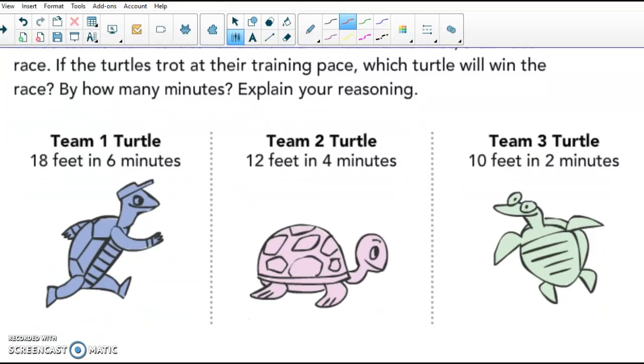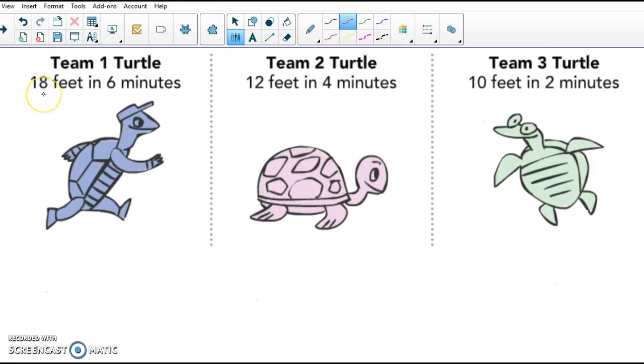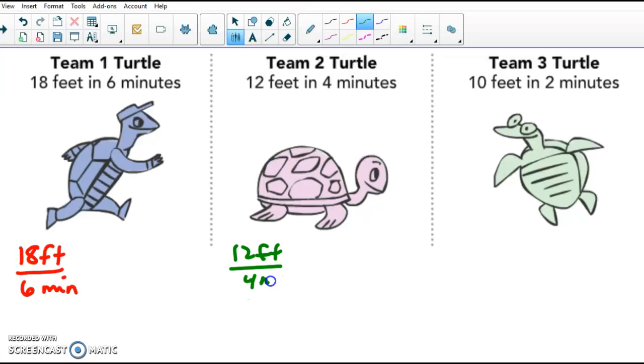Our first turtle is going to be running at a rate of 18 feet per 6 minutes. Our second team turtle is going to be running at a rate of 12 feet per 4 minutes. And our third team is running 10 feet per 2 minutes. So we know from dealing with fractions that I can't very easily compare these because they have different denominators. But what I can do is turn them into a unit rate. So I want to know this turtle's speed per 1 minute, so that then I can compare them all.